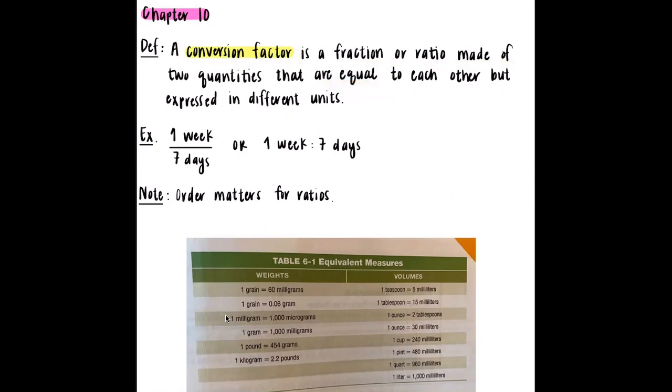A good example is if we look at 1 week to every 7 days. Notice a week and days definitely have different meanings. We can think of them as different units, but they're expressing the same thing. 1 week is also equivalent to 7 days. So these expressions are equal to one another, and this conversion factor is what we use to help us with converting to a desired unit that we want.